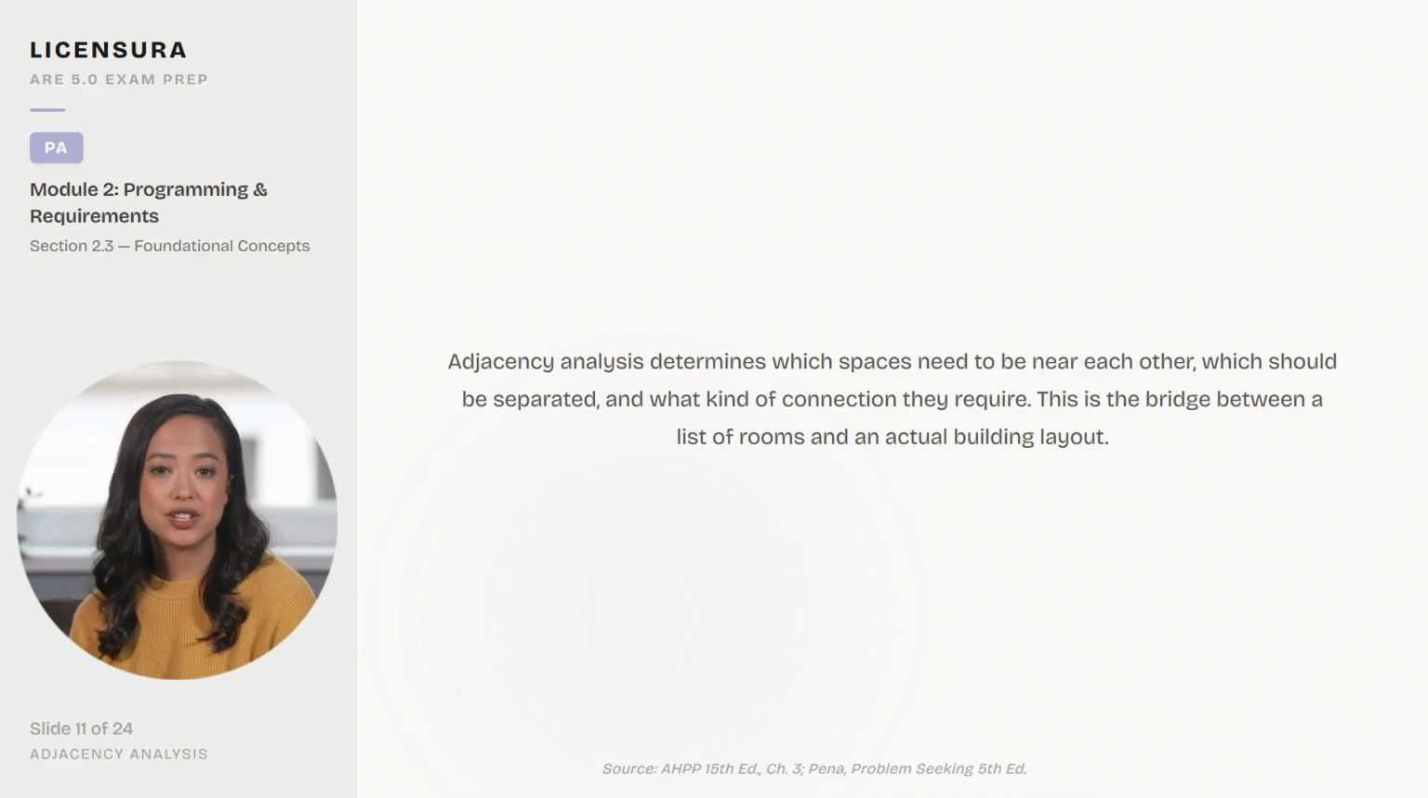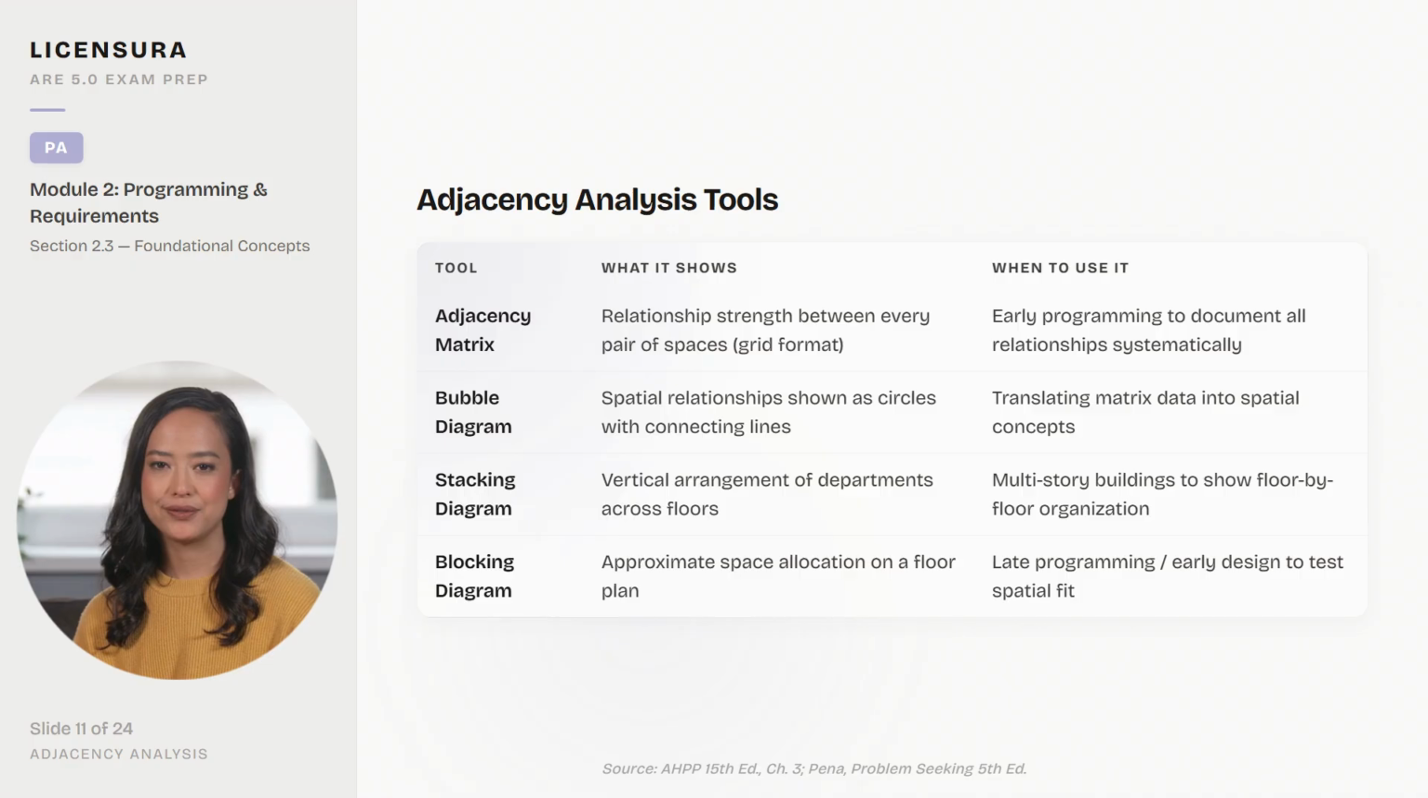Adjacency analysis determines which spaces need to be near each other, which should be separated, and what kind of connection they require. This is the bridge between a list of rooms and an actual building layout. The adjacency analysis tools on screen progress from data collection to spatial exploration. The adjacency matrix is a systematic grid that documents the relationship between every pair of spaces.